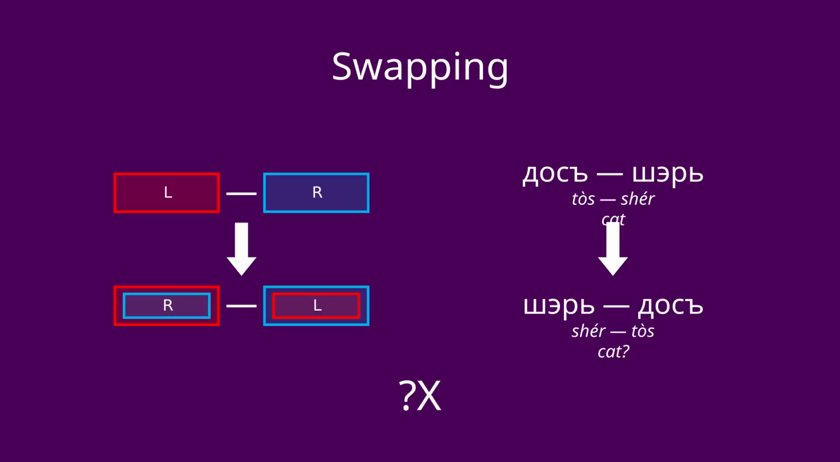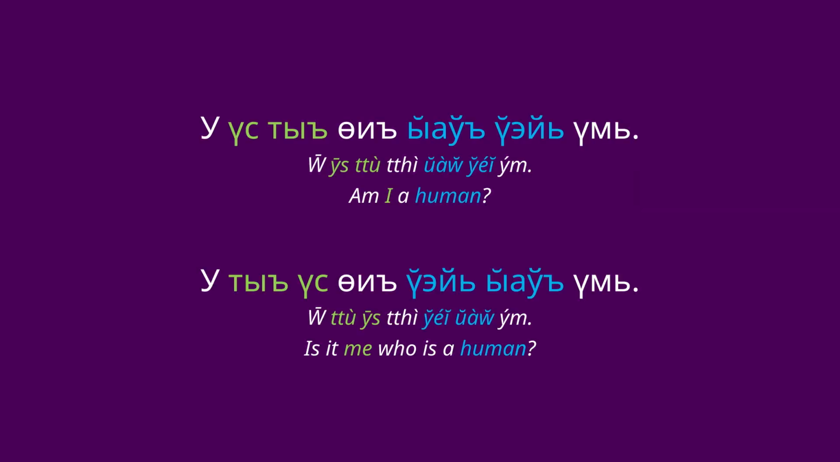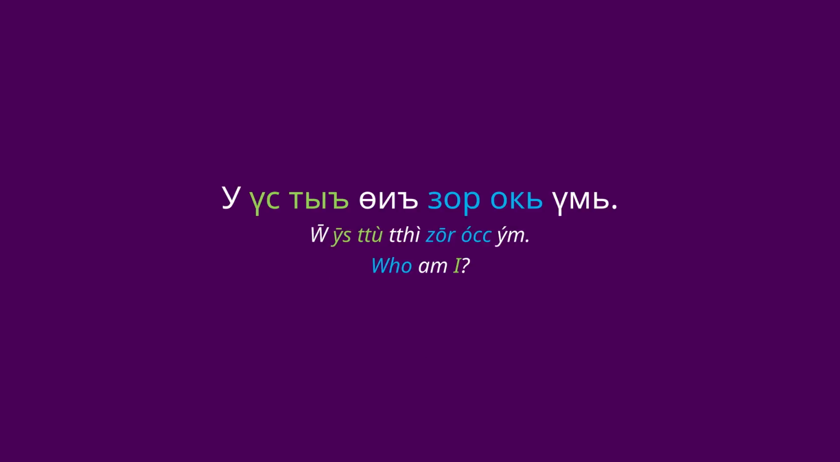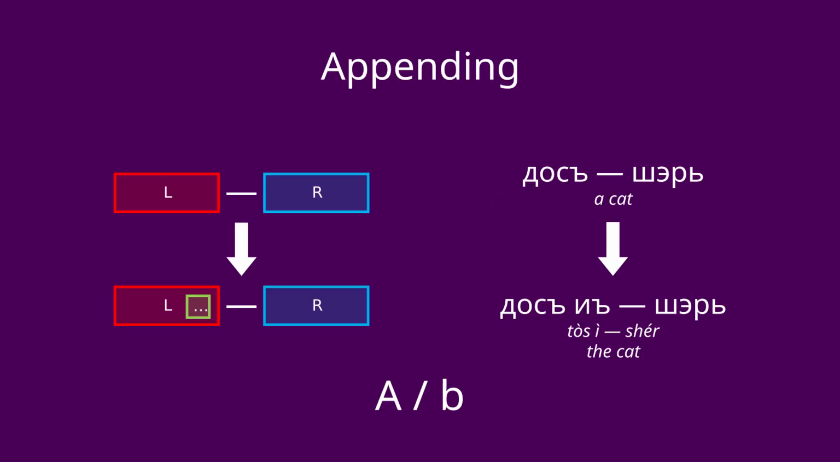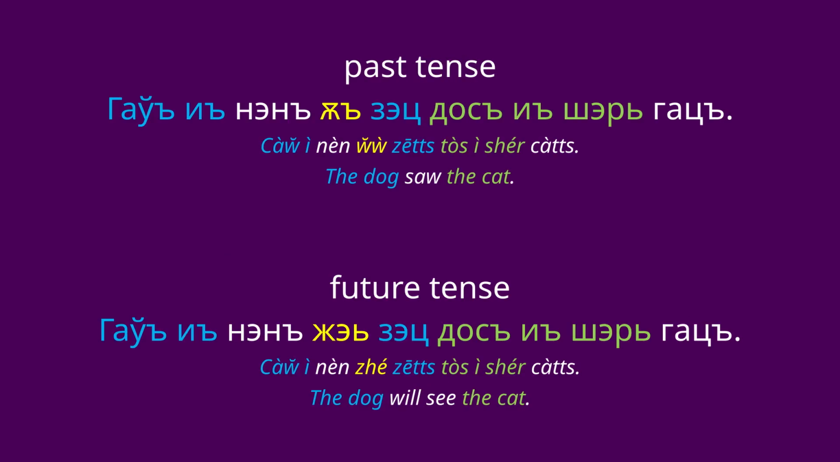The next interesting operation is called swapping. It asks a yes-no question about a specific part of a sentence. Here are some examples. Note that no question marks are used. For asking open questions, there are special questioning words. The final operation is called appending. One or more one-word morphs are added after the L part to mean something. It can be a definite article, a tense, or a numeral.